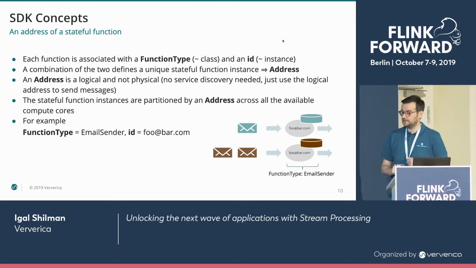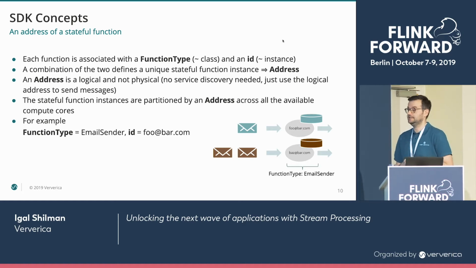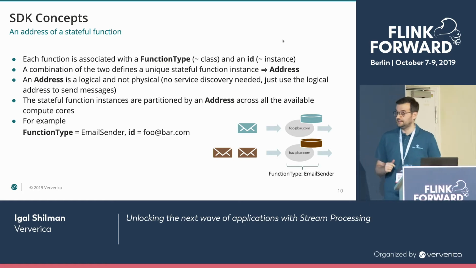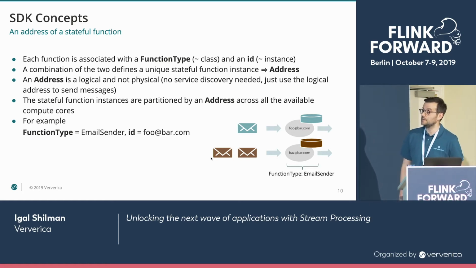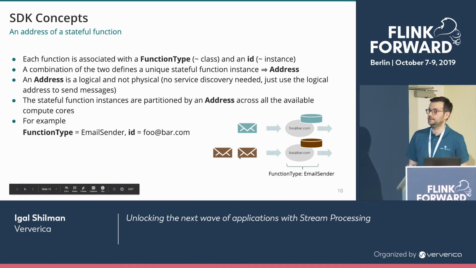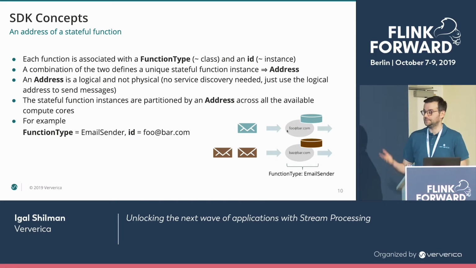So you can see here, for example, we have an email sender function that receives, let's say, brown messages, which are directed to the stateful function instance with buzz at bar. And the blue ones are for foo at bar.